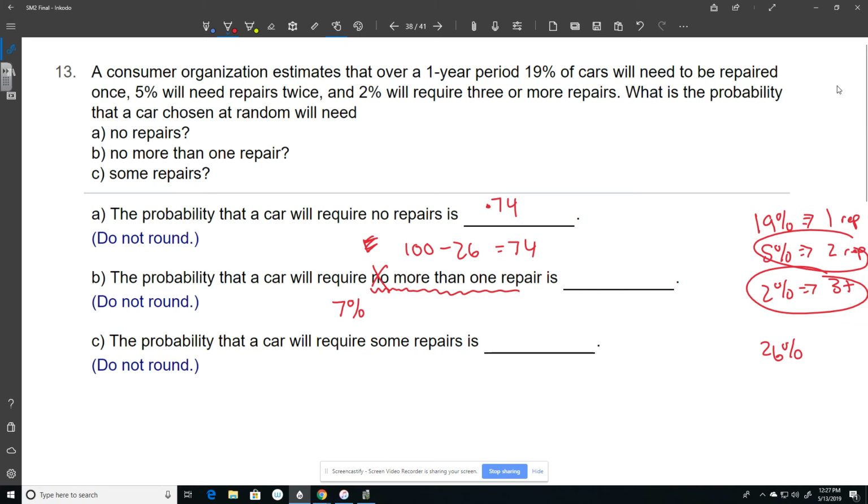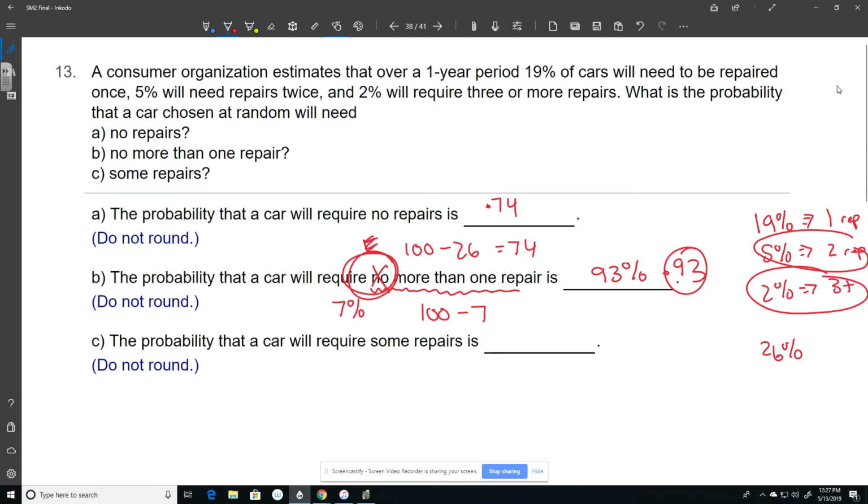But I don't want how many do. I want how many do not. So I take the 100% and I minus the 7 that don't. And that leaves me with 93% require no more than 1. I think it's a lot easier to find how many require more than 1 and subtract it than the other way around. And then the last one, 93%, it's going to want it as 0.93.